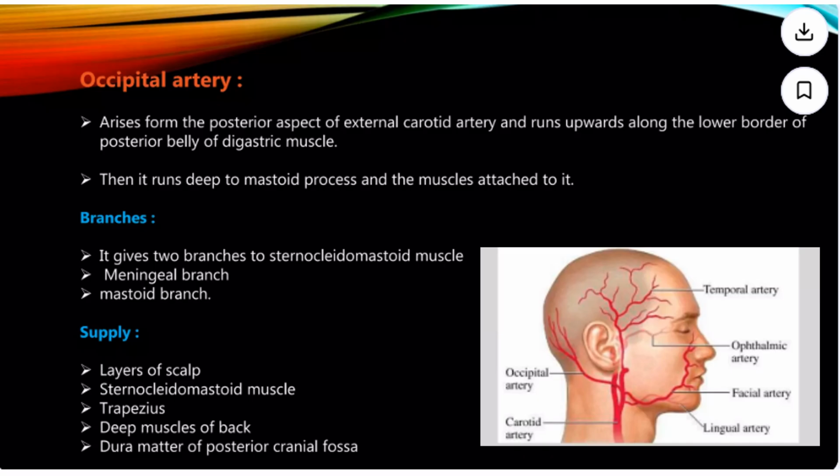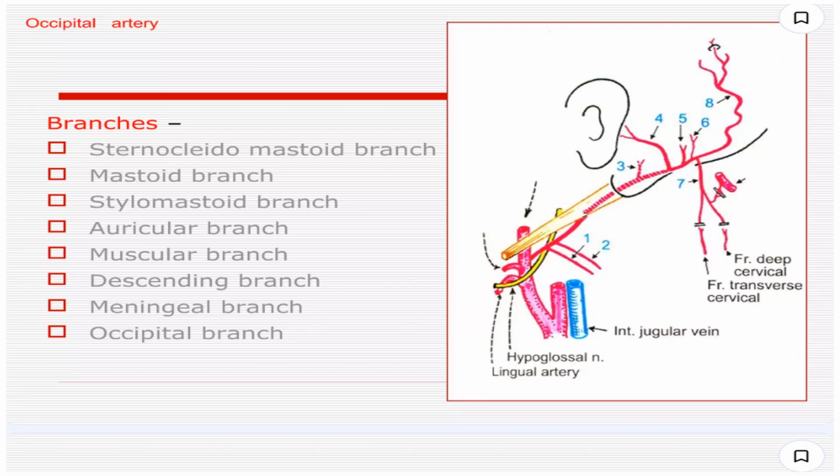It gives two branches to the sternocleidomastoid muscle, one meningeal branch, and one mastoid branch. It supplies the layers of the skull, sternocleidomastoid muscle, trapezius, deep muscles of the back, and dura mater of the posterior cranial fossa. So the branches of the occipital artery are: sternocleidomastoid branch, mastoid branch, stylomastoid branch, auricular branch, muscular branch, descending branch, meningeal branch, and occipital branch.